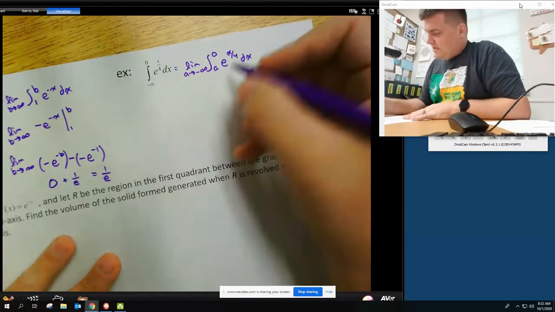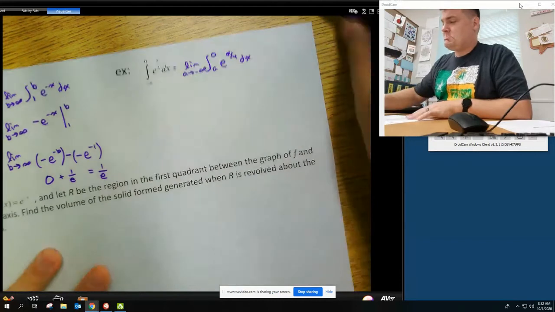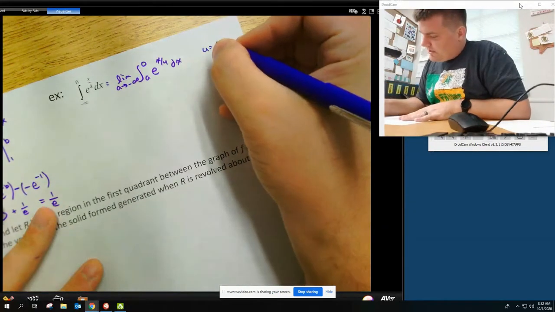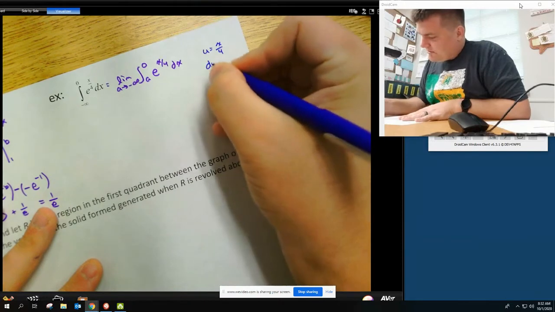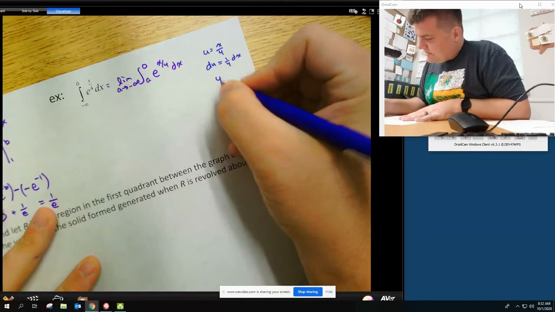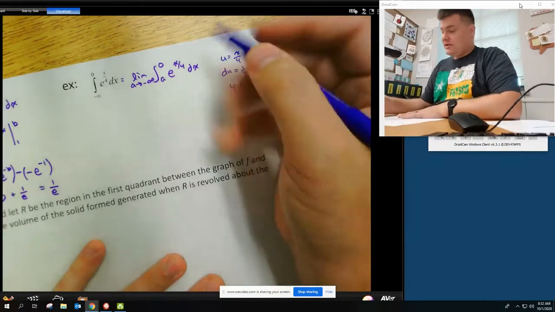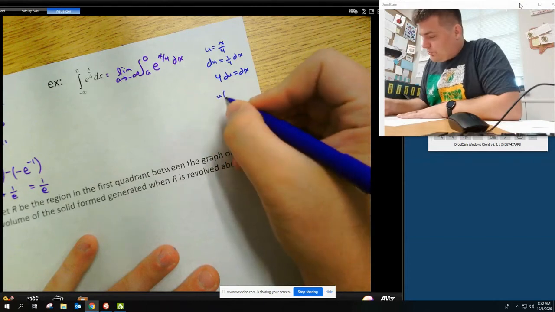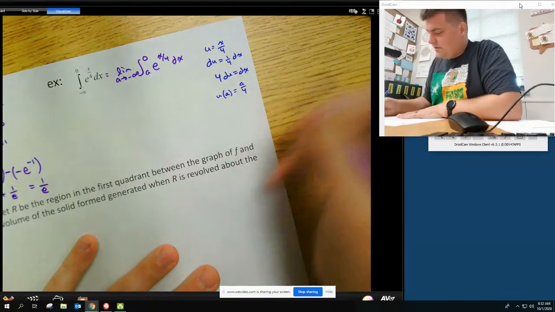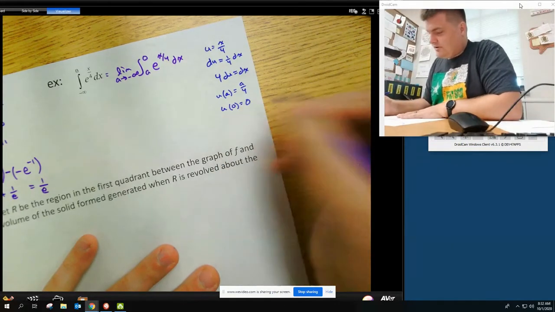This is going to give me, and you know what? Let's just pretend that we don't do the baby u sub. Just pretend. All right. So let u equal x over 4. Let du equal 1/4 dx. 4 du's equals dx. And let's go ahead and do our limits: u of a is going to be a over 4, and u of 0 is still equal to 0.